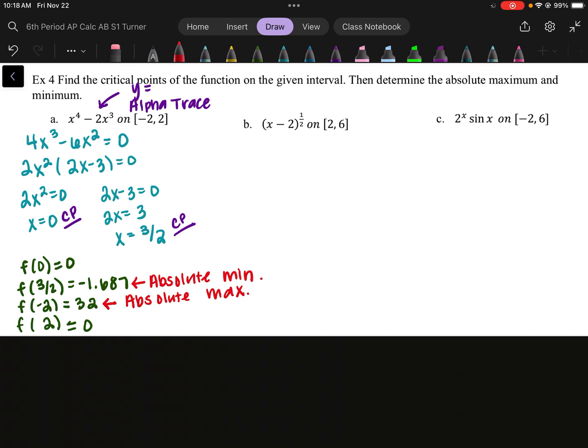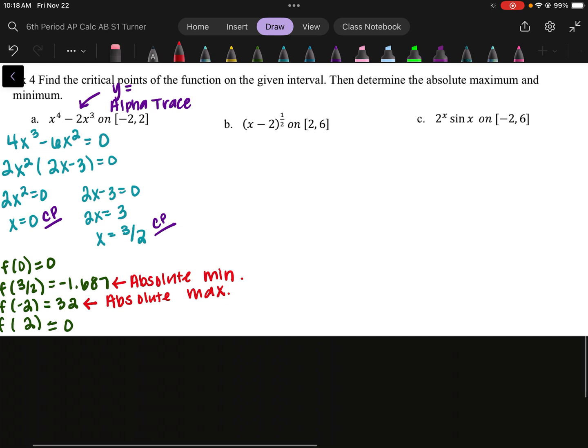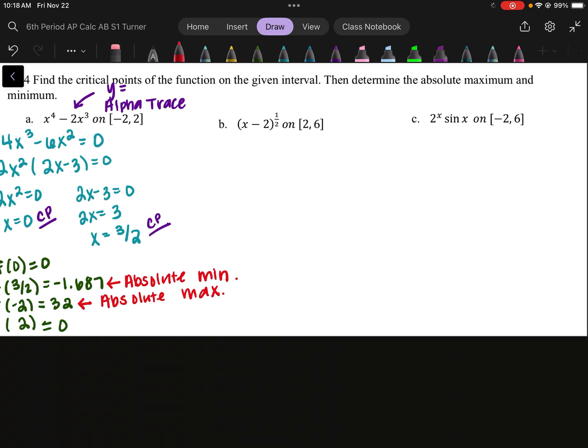So not a ton of work. On C, I would definitely use your second trace when you go to take that derivative. I'll go ahead and go through C with you guys as well, and then B you'll try on your own. So B, you'll have to check your answer in the class notebook once you've attempted it.